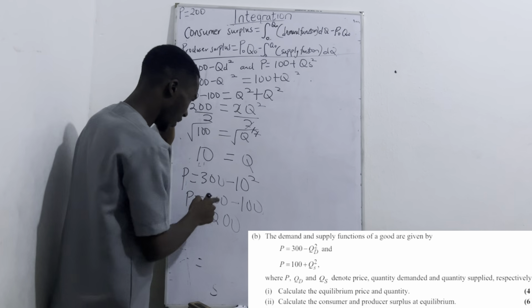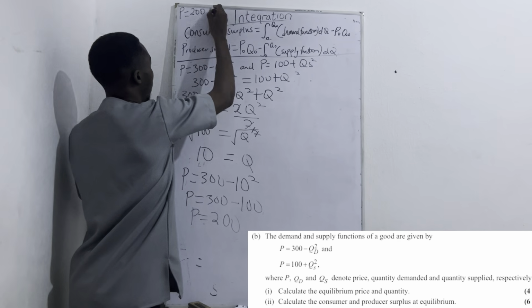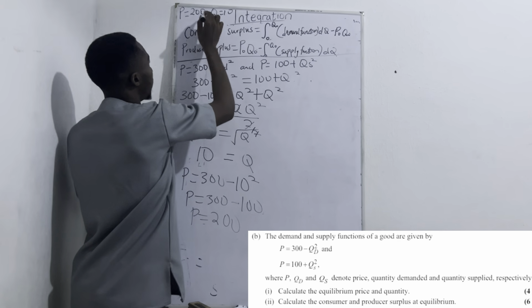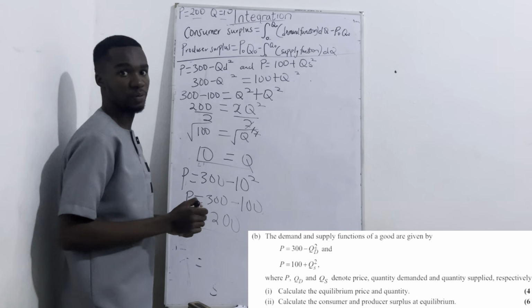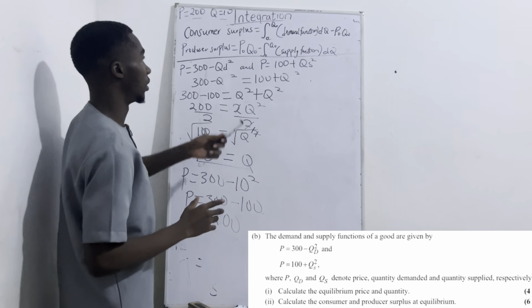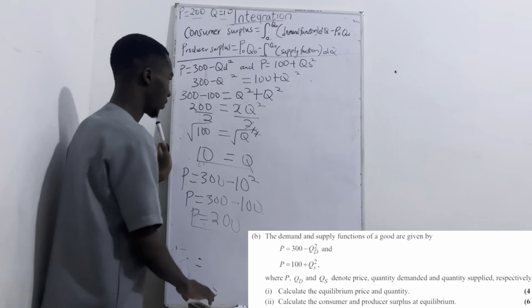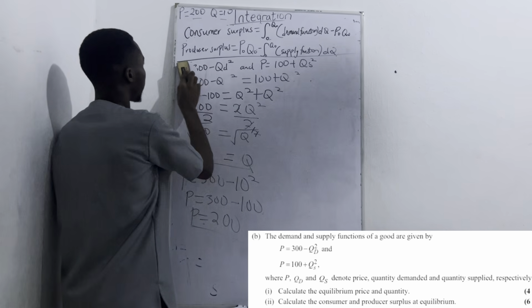Then our equilibrium quantity was what? 10. And our equilibrium quantity was 10. So please keep these figures in your head, the 10 and the 200. That's what we used to find the consumer surplus and the producer surplus. So now let me clean this side.